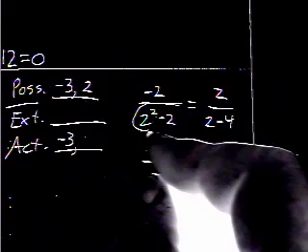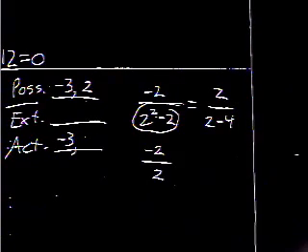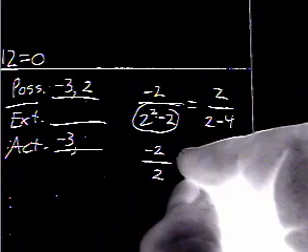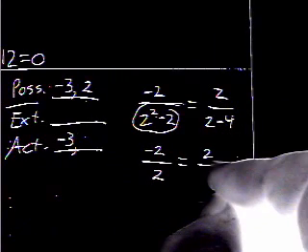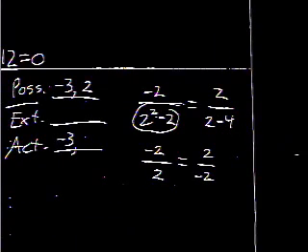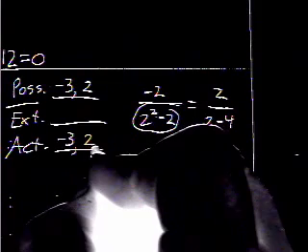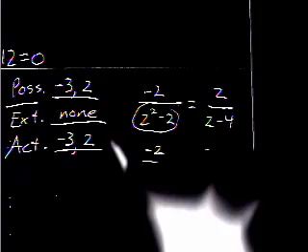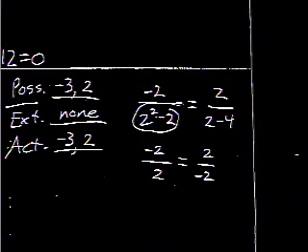So that's a negative 2. 4 minus 2 is 2. And then I've got 2 over negative 2. Hey, that works out. Both sides are equal to negative 1. So 2 is a good solution. This also does not have any extraneous solutions.